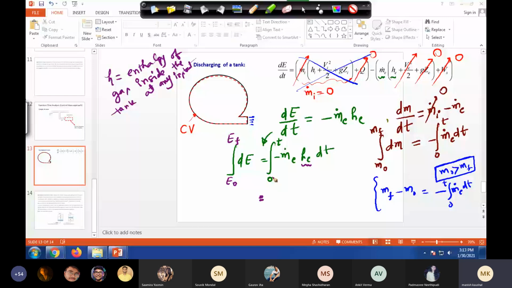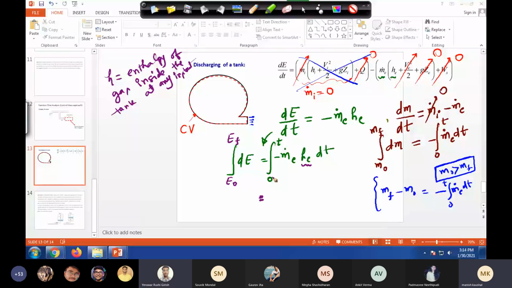Excuse me, sir. Yeah, please. Sir, h e is the enthalpy of gas which is leaving the tank, right? True. Then why did you write enthalpy of gas inside the tank? Yeah, but then what enthalpy will we take, right? The gas which is inside the tank, that is leaving the tank, right? Whatever you have at a given instant, with that enthalpy, gas will leave the tank, isn't it?